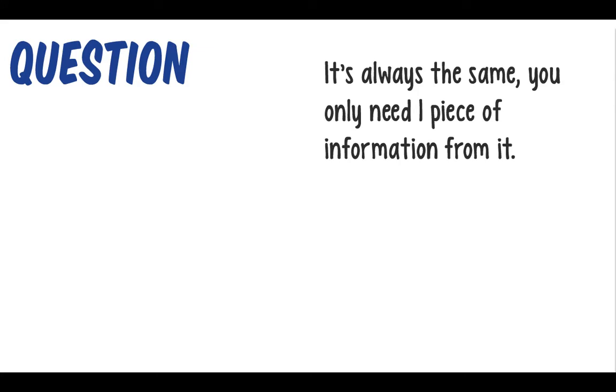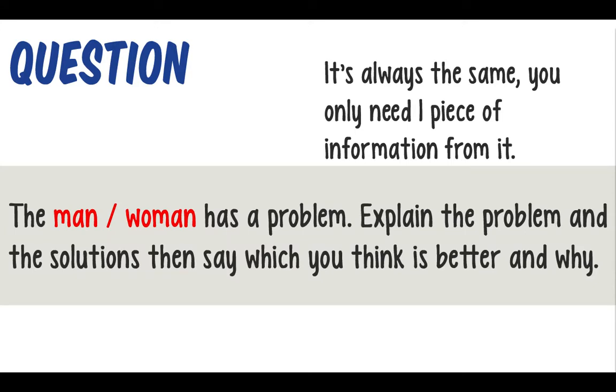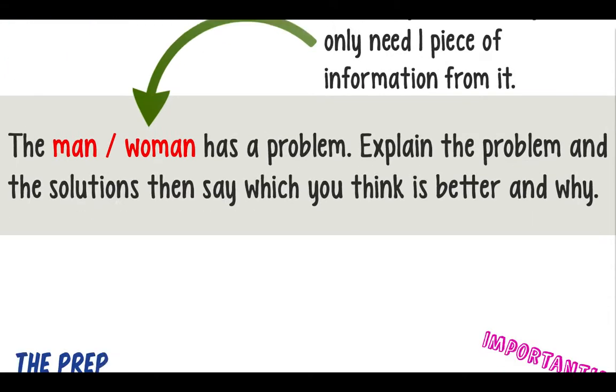Okay, and then the question, it's always the same, and so you only really need 1 piece of information from it. Here's what it looks like. The man or woman has a problem. Explain the problem and the solutions, then say which you think is better and why. And so the only important piece of information is they say the man or they say the woman, so you know exactly which speaker they're asking about. You can probably guess which one that will be by the time you get to this point, but it's really the only important piece of information in the question. So it's a little different from the previous item where the question is important. Here, it just identifies the speaker that has the problem.